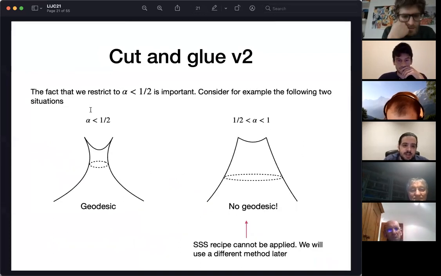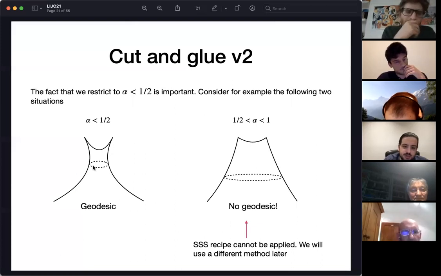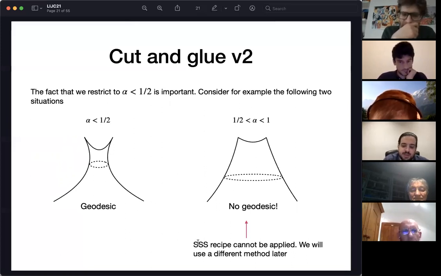Alpha being more than 1/2 is important because I mentioned that we need geodesics to cut and glue. But if alpha is smaller than 1/2, or if the defect is too sharp, then there might not be any geodesic in the geometry, and the recipe of cutting and gluing cannot be applied. We will use a different method, maybe later if I have time, to do the path integral in these geometries.